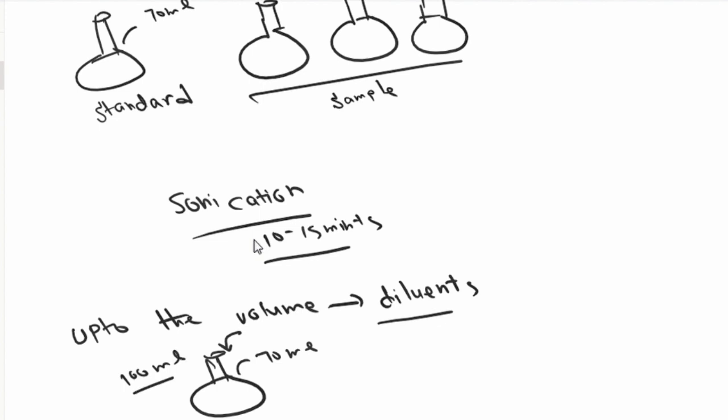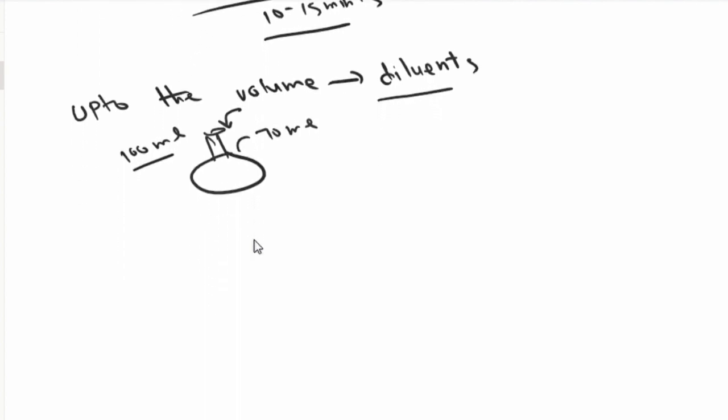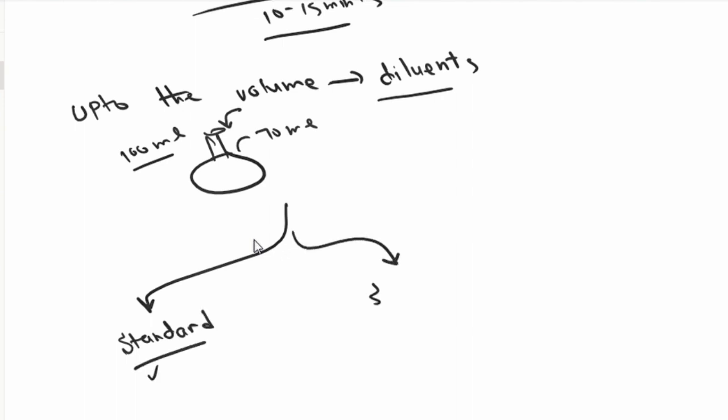So the concentration would change. When you have the 100 ml of the solution, then you've got two options. One is with the standard. The standard you can use straight away for the UV analysis. For the sample, after dilution up to the 100 ml, you need to then centrifuge.